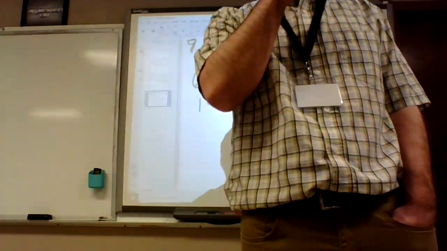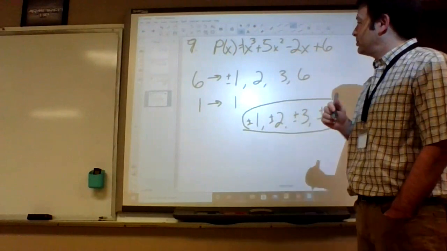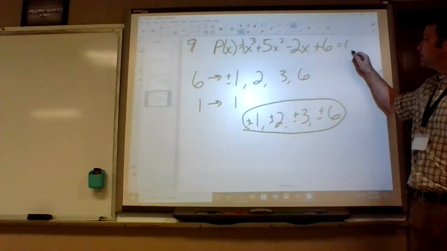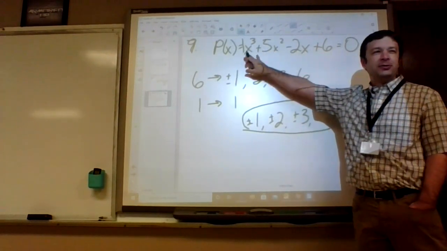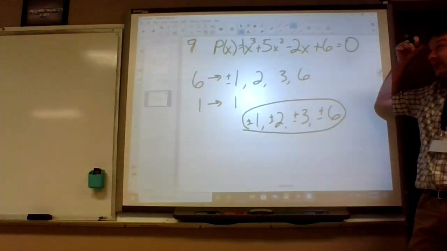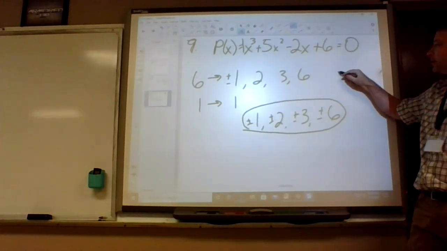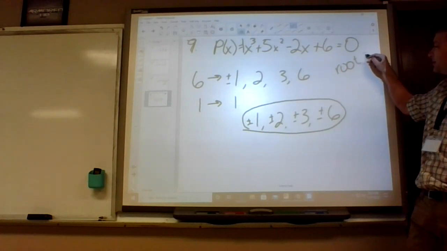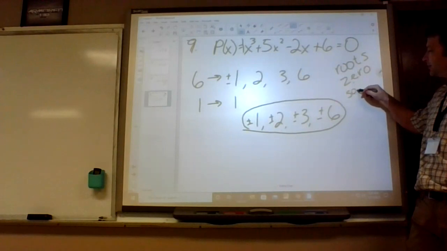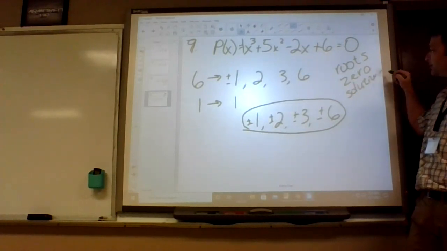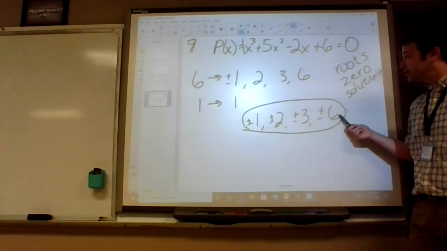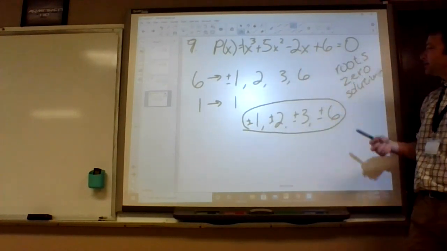I probably should have defined the word root. You guys remember what a zero of a function was? If you set the function equal to 0, it's what x value makes it equal to 0. Today they're calling it the roots, which are the same thing. So the roots, the zero, it's kind of the solution if you're trying to make it equal to 0. These are all the same thing. So these are possible roots, possible answers that make it equal to 0.